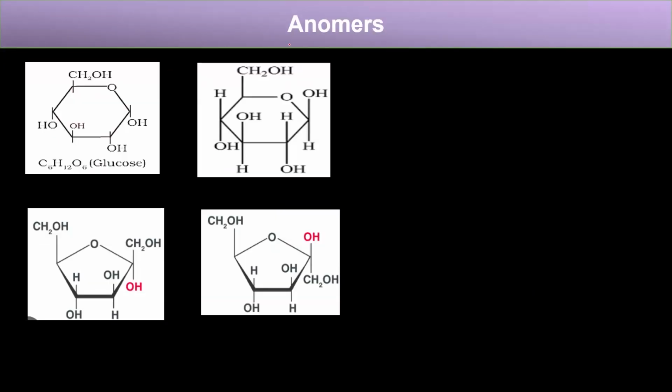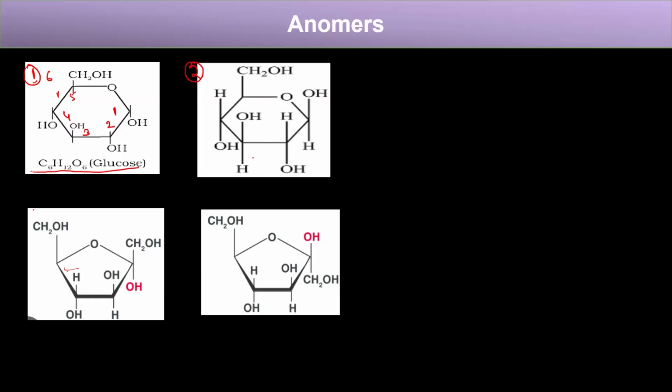So the first term is anomers. So what are anomers? Before that, let's see these structures. The first structure here that I have drawn is the structure of glucose. It is a ring structure of glucose, and it has the numbering starting with 1, 2, 3, 4, 5, and 6. Now, this is your second structure, right?